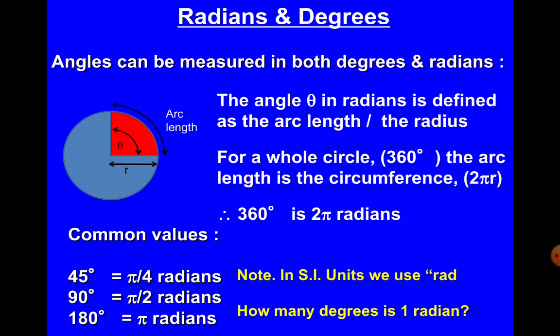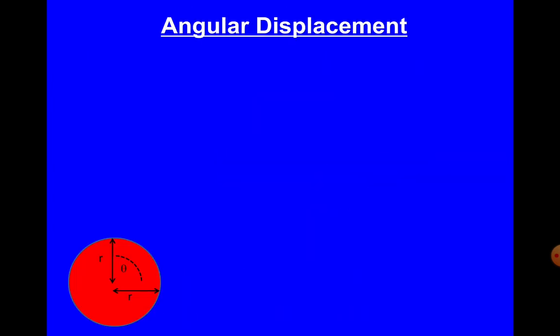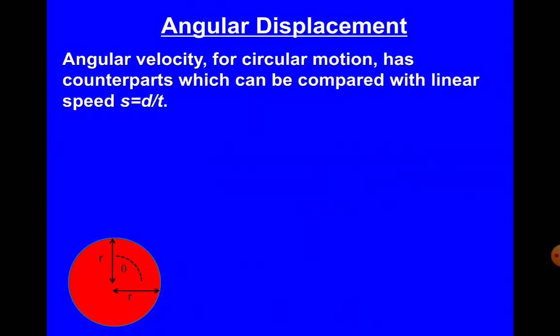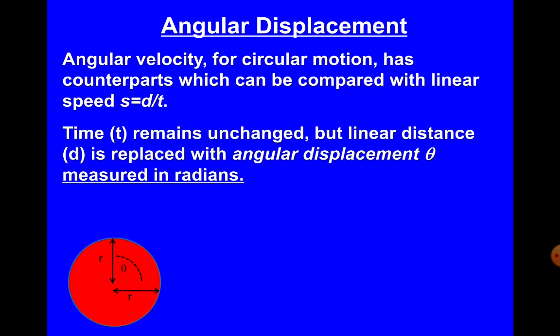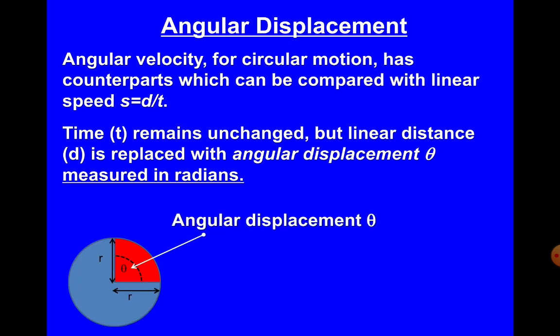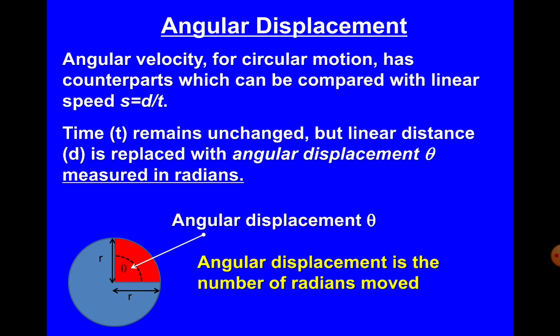Remember, we use rad. So how many degrees are in 1 radian? You can calculate, not too difficult. Angular displacement. The angular velocity for a circular motion is similar to the linear motion, which is the displacement over time. The time remains unchanged, but the linear distance d is replaced by the angular displacement, measured in radians. So angular displacement is the number of radians moved.